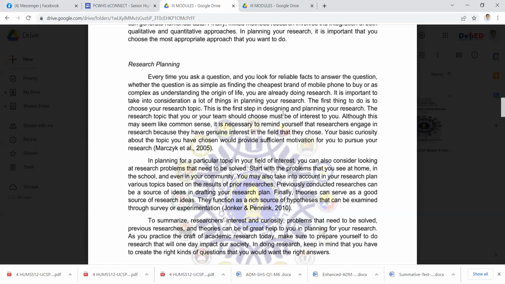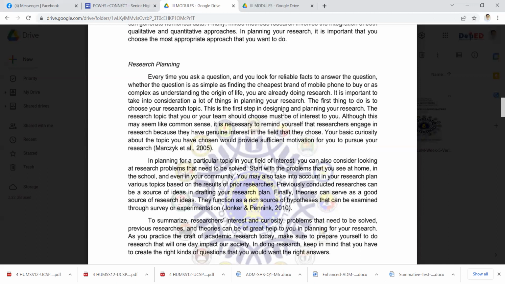Although this may seem like common sense, it is necessary to remind yourself that researchers engage in research because they have a genuine interest in the field that they choose. Your basic curiosity about the topic you have chosen would provide sufficient motivation for you to pursue your research, according to Marques et al. 2005. In planning for a particular topic in your field of interest, you can also consider looking at a research problem.